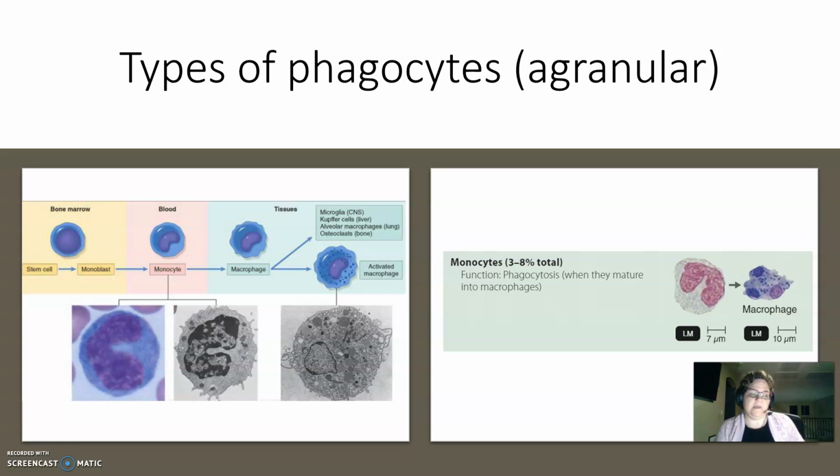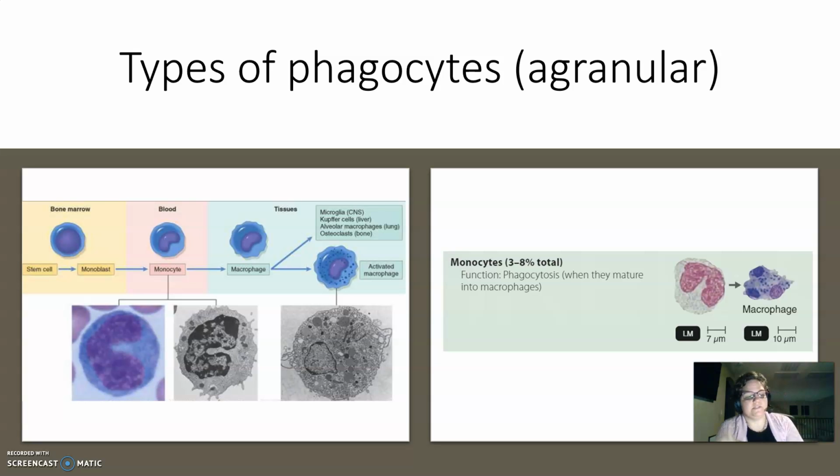The last type of phagocyte is our agranular, so it means under the microscope you can't see their granules: monocytes. These guys are bigger than the rest of the other ones. In comparison, they're quite large. And they still make up a very small percentage. 3 to 8% of our white blood cells are monocytes.